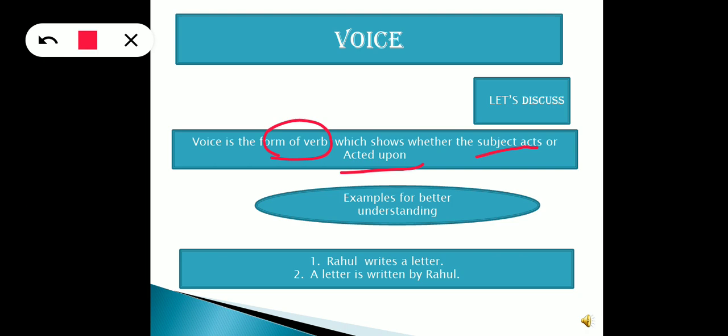Now, let me explain this with the help of a few examples. Rahul writes a letter. Here you can see this form of verb, writes, and it is making it clear that Rahul is doing some work. But in the second sentence, that is the passive of the first sentence, you will find that the letter is not doing any action. An action is being done on it, so the subject is being acted upon here, so it is in passive voice, whereas the first sentence is in active voice and this sentence is in passive voice.